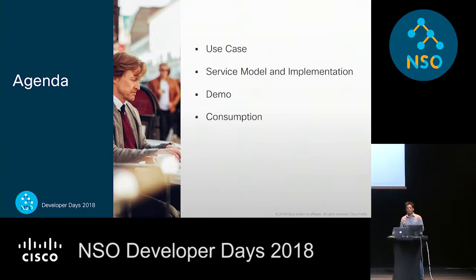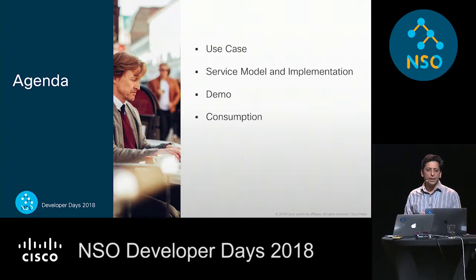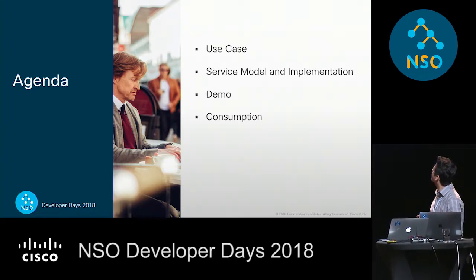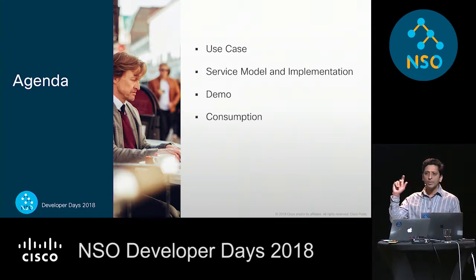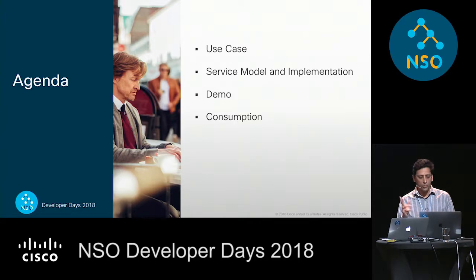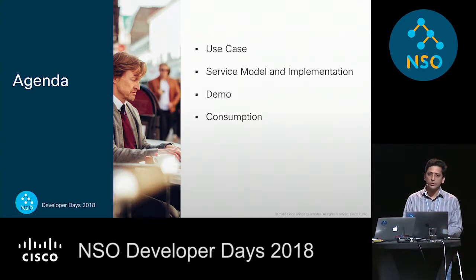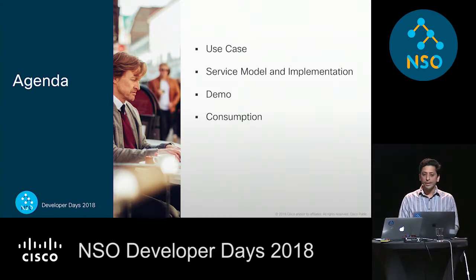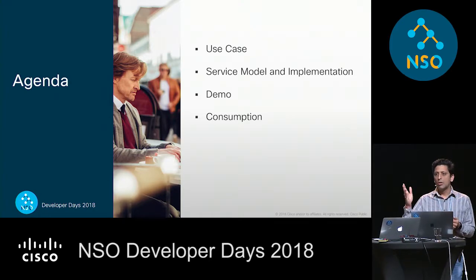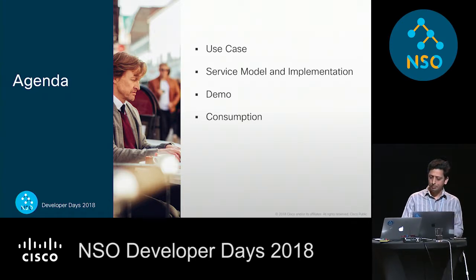I'll go over the vBranch use case and what problem vBranch solves. Then we'll dig deeper into the service models and how we implemented the reactive fast map. I'll be covering portions of it, and then we'll get to the demo, wherein we'll bring up ASAV and ISRV, the virtual router and the virtual firewall. Followed by that, I'll go over how you would go about consuming whatever you saw.